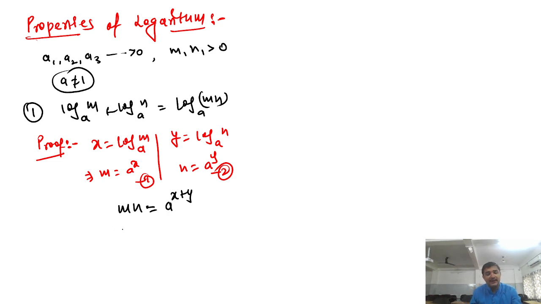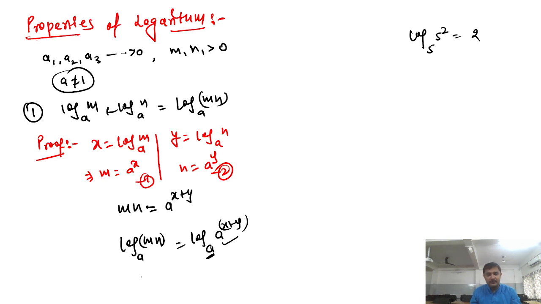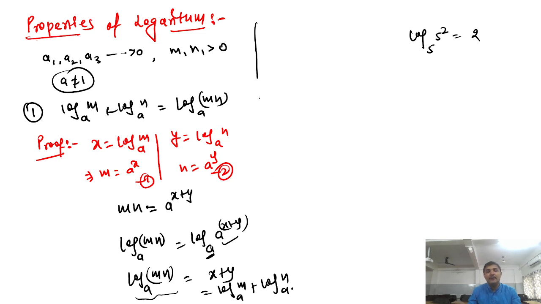Now if I take log both sides, base a, log of mn base a is equal to log of a power x plus y base a. Now tell me which power on a I should give so that I get a power x plus y. Simply think like this: which power on 5 I should give so that I get 5 square? Obviously 2, right? So here also we can easily say log mn base a is actually equal to x plus y. What is x? Log m. What is y? Log n. So log m plus log n, from here we conclude that it is equal to log of mn, provided bases are same. If bases are same, two logarithms in addition can be converted into product, or product can be converted into addition, right? So this is the first property.